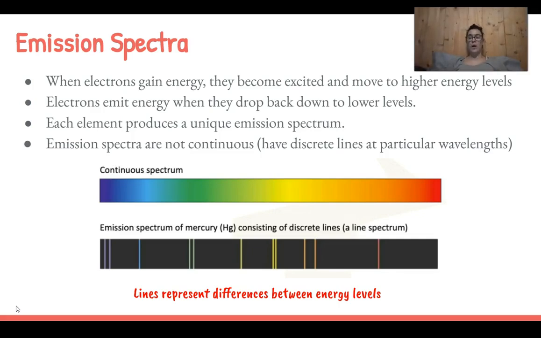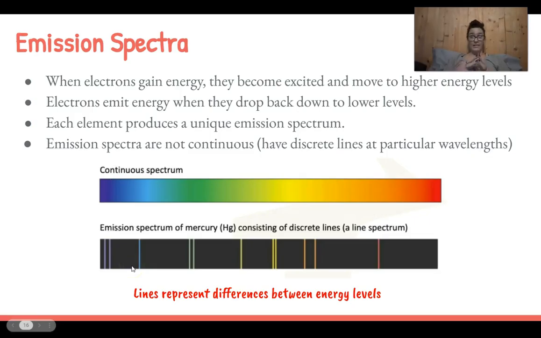So this is what allowed Bohr to really develop his model of the atom based on what Rutherford discovered about the nucleus, and the electrons are around the nucleus, but he didn't know that they were held in those specific energy levels until Bohr and his experimentation. So each element produces a unique emission spectrum.